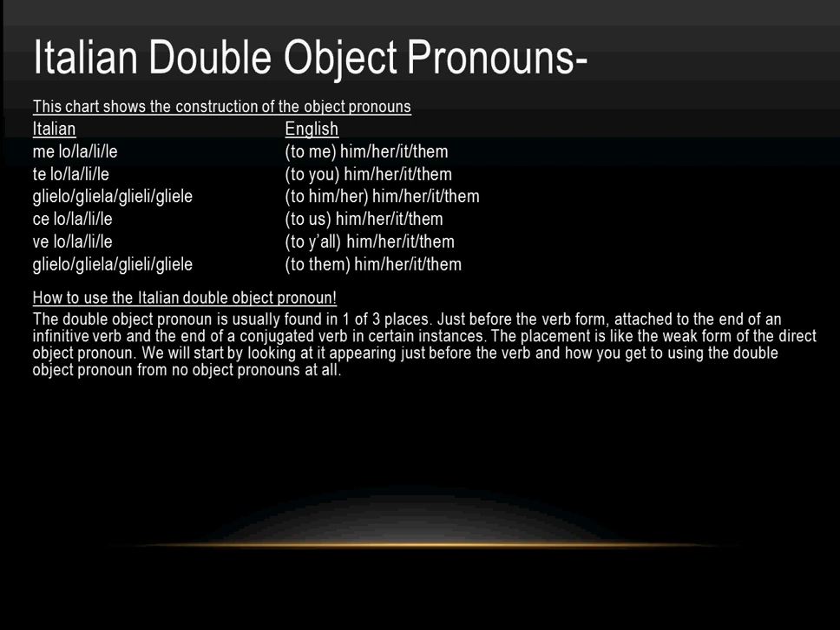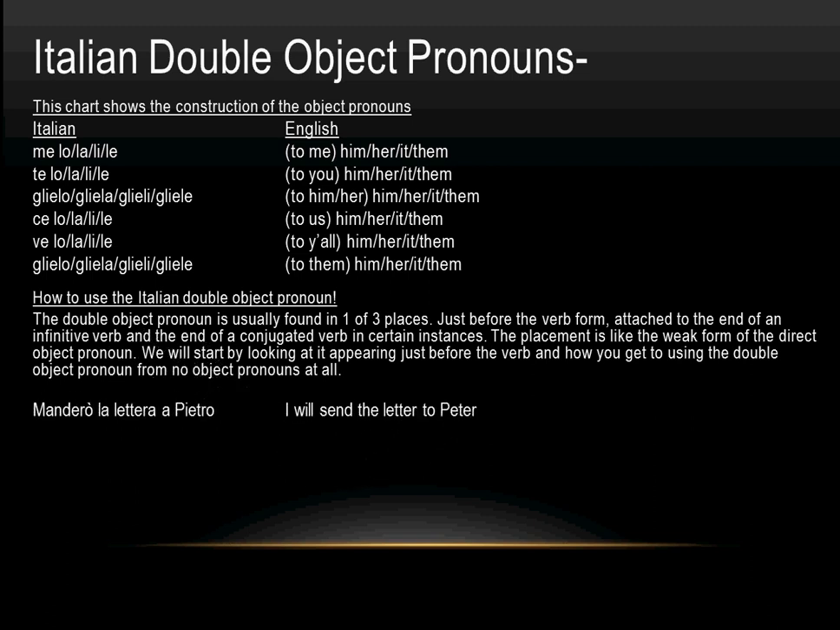Now, how do we use the Italian double object pronoun? Double object pronouns are usually found in one of three places. Just before the verb form, attached to the end of an infinitive verb, and at the end of a conjugated verb in certain instances. The placement really is like the weak form of the direct object pronoun. We'll start by looking at appearing just before the verb, but first, let's look at how you get to using double object pronouns from no object pronouns at all.